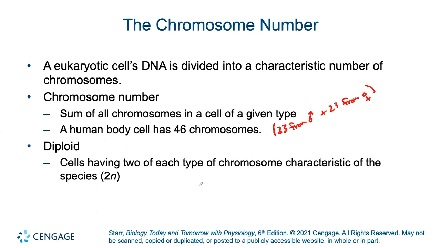Cells having two of each type of chromosome, the characteristic of the species, are in the diploid condition. Or we could sometimes call that 2N. So 2N equals diploid, and N equals haploid. What are haploid? Eggs and sperm. What are diploid? Body cells.